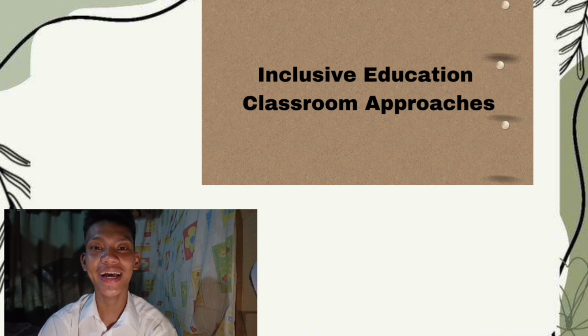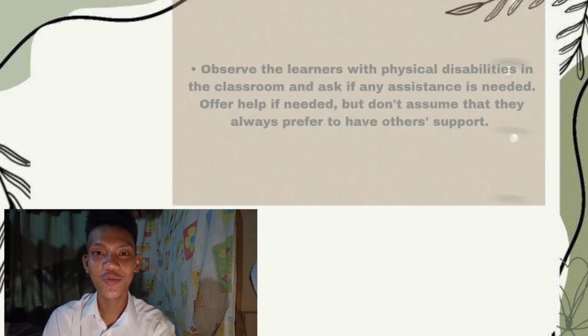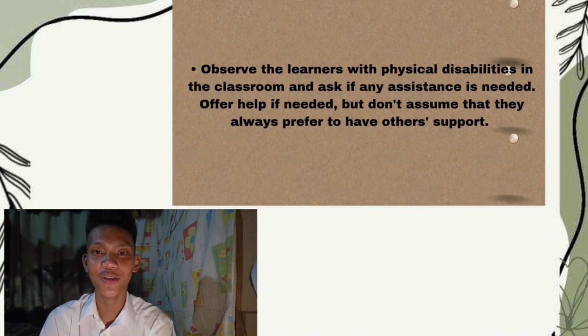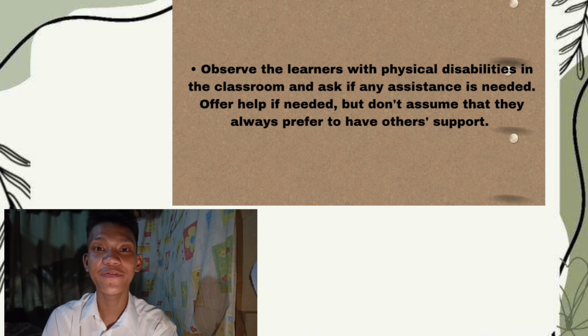Here are some ways of handling learners with physical disabilities in the regular classroom. Of course, as aspiring educators, we are responsible for being effective in order to be well molded in our classroom principles. We have first to observe the learners with physical disabilities in the classroom and ask if any assistance is needed. Offer help if needed, but don't assume that they always prefer to have other support.